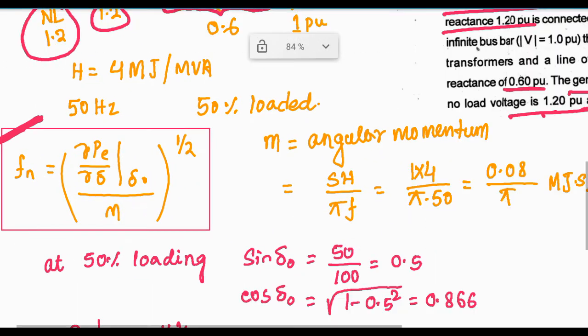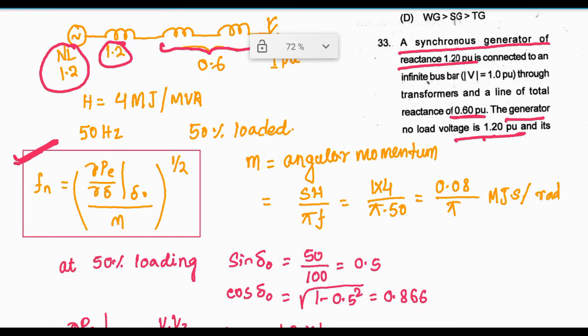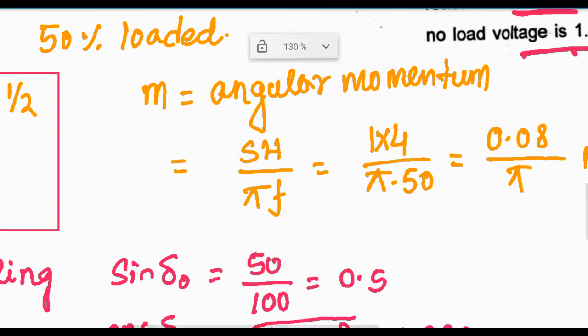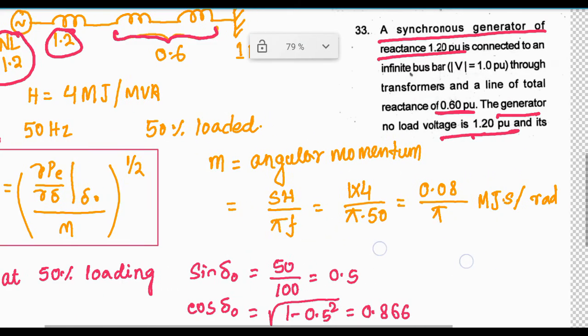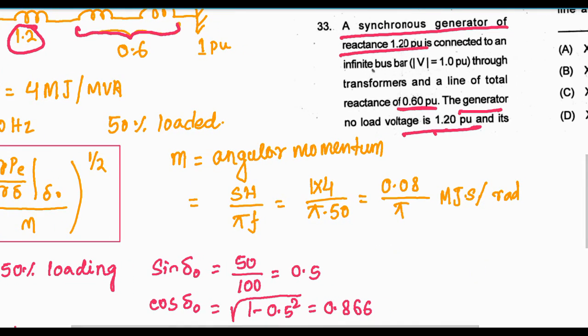Here M is the angular momentum, and we have already solved a problem on angular momentum. What is angular momentum? S H by pi f, and here nothing is given, so we have to take pi in radians, not 180. Here S is given to be 1, nothing is given, so you will take the MVA rating to be 1 per unit, into H is given as 4, and we will keep pi like this, into 50, the frequency given. So M, the angular momentum, we are getting is 0.08 by pi megajoule second per radian.